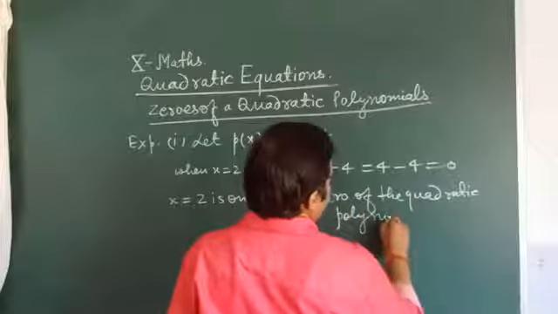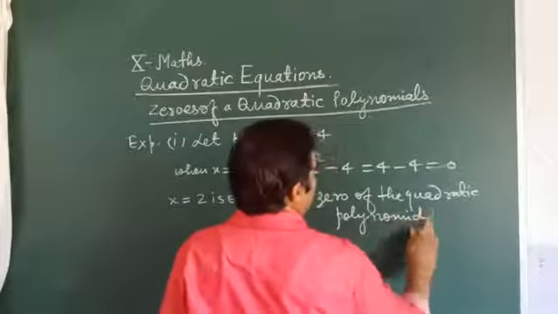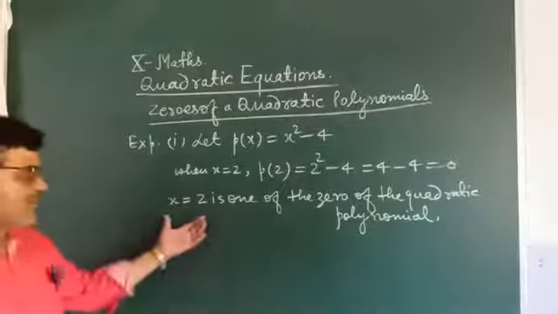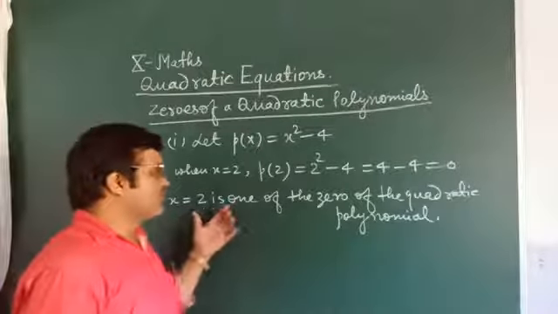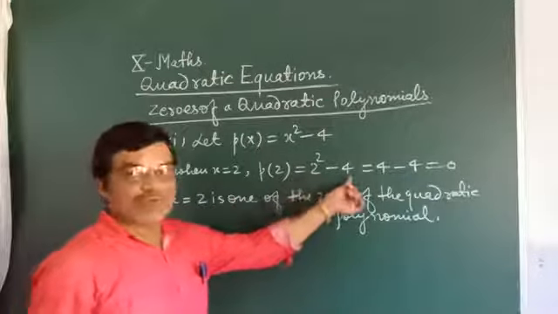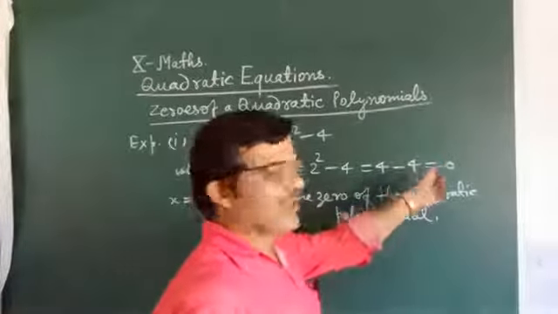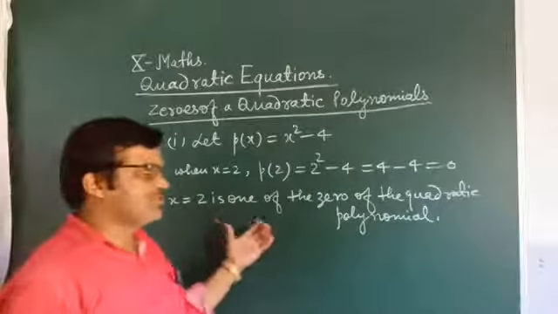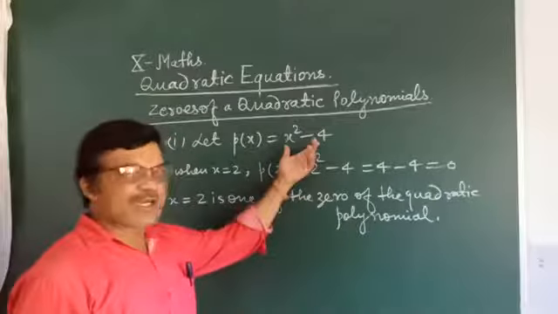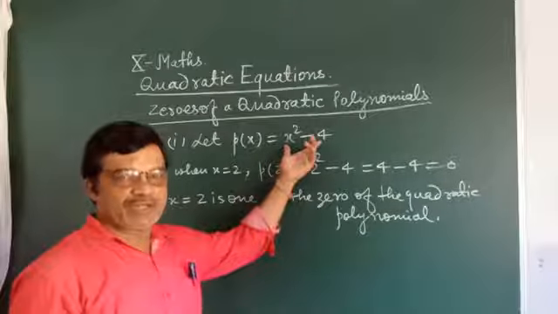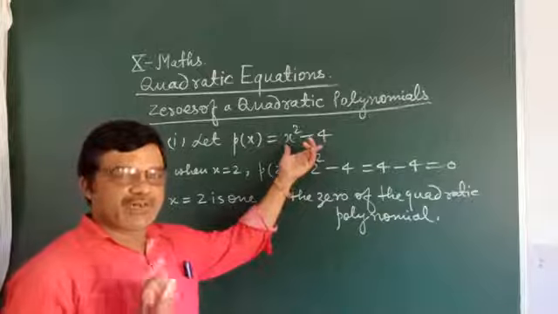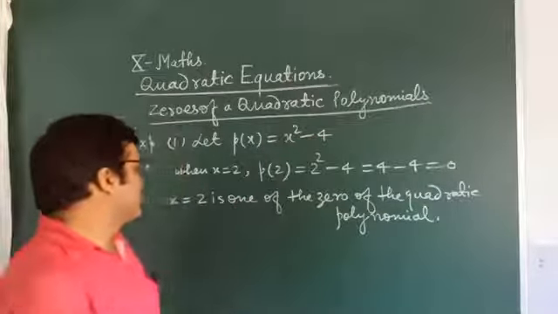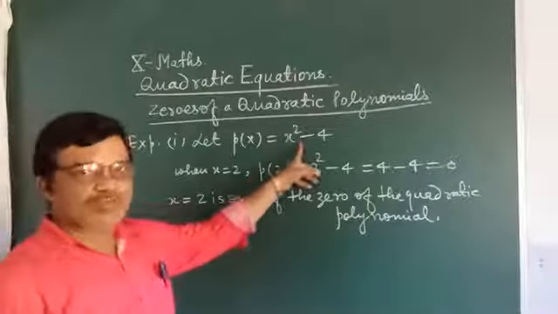Given quadratic polynomial, x equal to 2. By putting x equal to 2, we have 2 square minus 4 equal to 4 minus 4 equal to 0. Therefore x equal to 2 is one of the zeros of the given quadratic polynomial x square minus 4. So 2 is a zero of this polynomial.